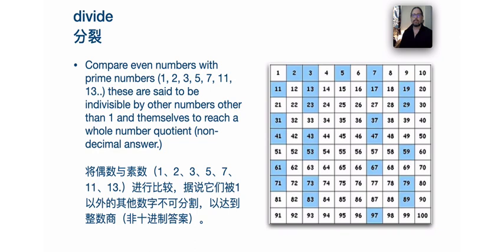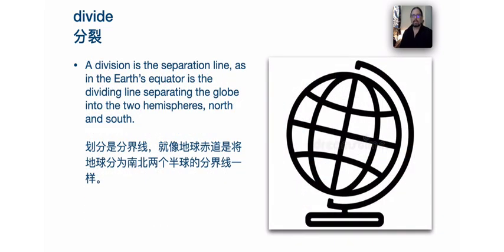Compare even numbers with prime numbers. 1, 2, 3, 5, 7, 11, 13. These are said to be indivisible numbers. They cannot be divided by any other number other than 1 and themselves to reach a whole number quotient. So these are examples of indivisible words. The division is the separation line, as in the Earth's equator is the dividing line separating the globe into 2 hemispheres, north and south.